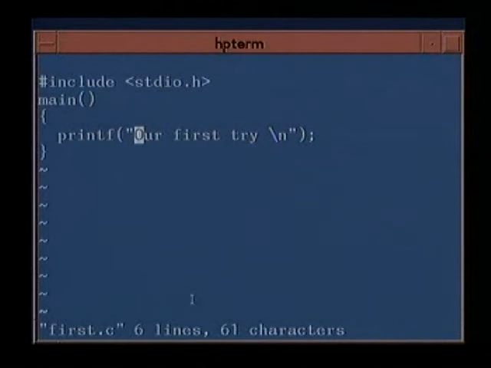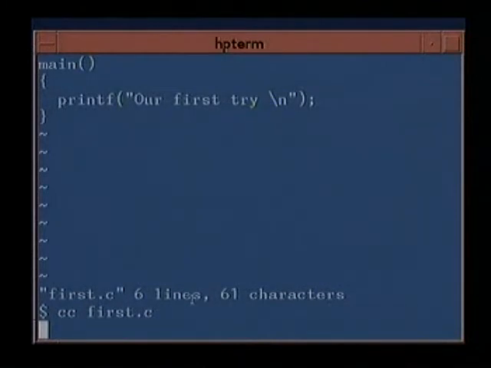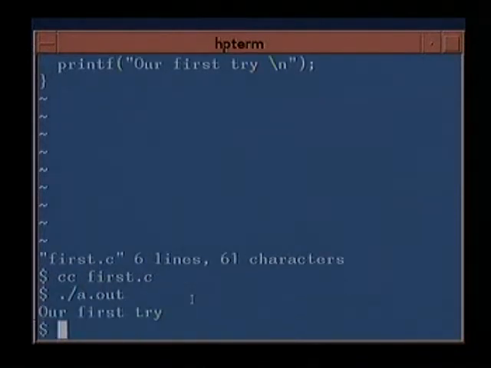Here we have written our first try. So we want to print our first try, and this \n is a control sequence in the print statement. \n means new line. So after printing our first try, it will give a new line. So let us see how this program works. When we run it, it gives our first try.